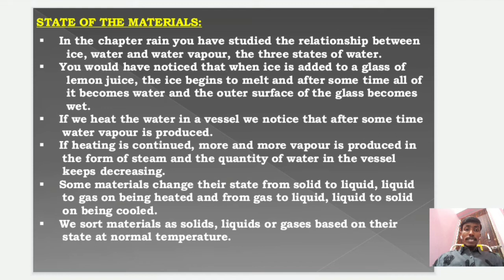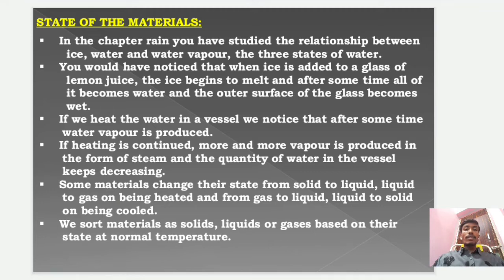Next one, states of materials. How many states of materials are there? In this chapter, the Rain chapter, you have studied the relationship between ice, water and water vapor. There are 3 states of water. You would have noticed that when ice is added to a glass of lemon juice, the ice begins to melt, and after some time all of it becomes water, and the outer surface of the glass becomes wet.